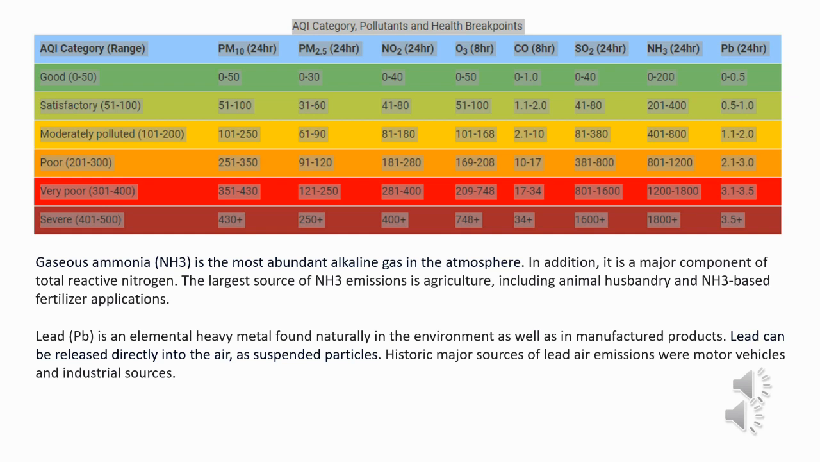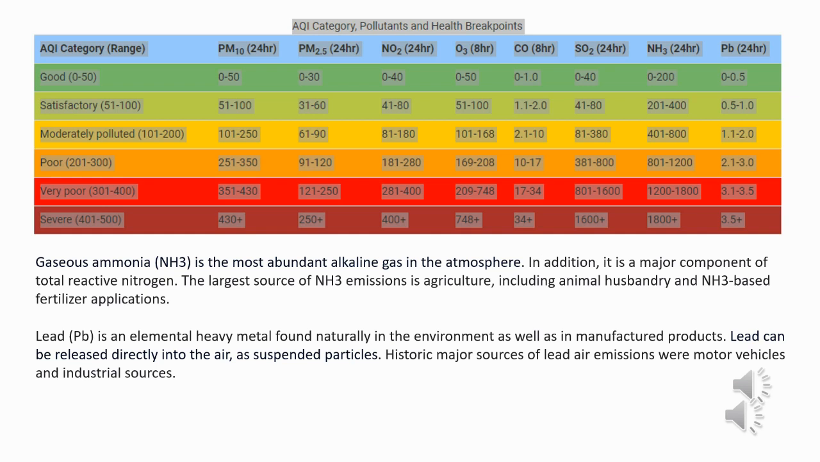Now we know what the pollutants are. Let's see the table of good, satisfactory, moderately polluted, poor, very poor, and severe. Basically for PM10, if it is 0 to 50, then it is good. Beyond 50 and up to 100 is satisfactory, and 101 to 250 is moderately polluted.